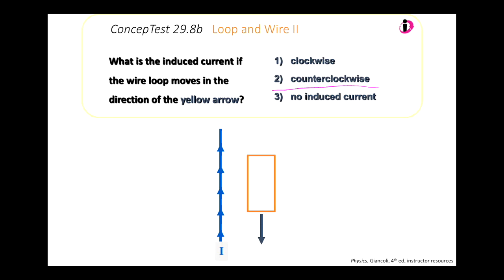In this case, flux isn't changing. If it's staying the same distance from the wire, that's a constant magnetic field passing through it, so a constant flux. So there is no induced current in that particular case, right?